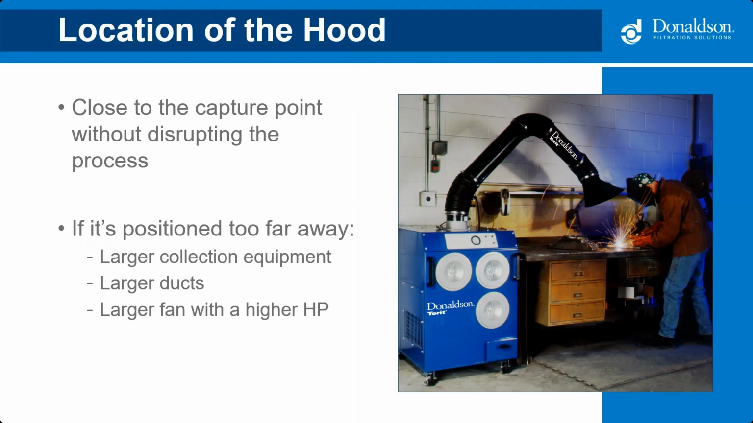A hood must be positioned properly relative to the point where contaminant is emitted in order to be effective. To minimize air volume, the hood must be close to the capture point, but not so close that it's disrupting the process. A hood positioned twice the distance from a contaminant emission point rather than at the capture point will need to draw approximately 4 times more air to produce the same capture efficiency.